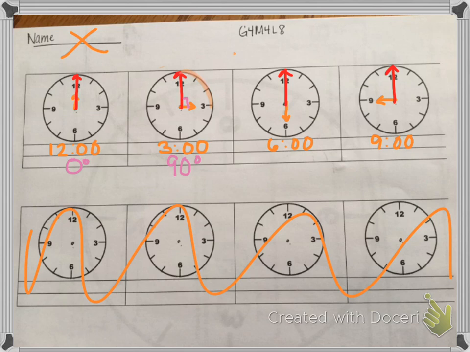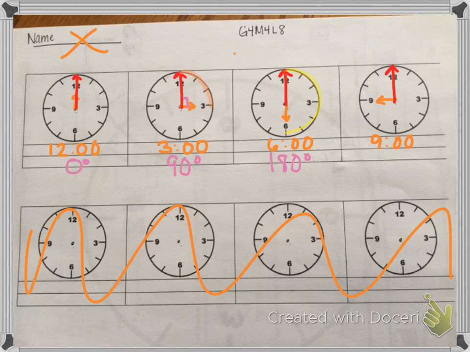Let's look at 6 o'clock. If we look at where the hour hand started up here at 12, and it traveled halfway around the clock, it has traveled into a straight line, or 180 degrees. See the straight line? 180 degrees.